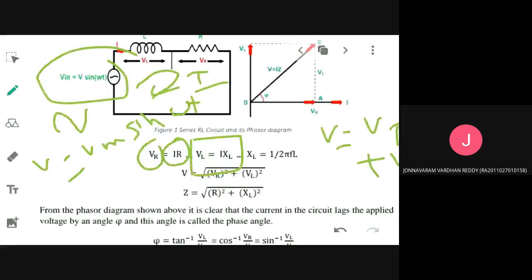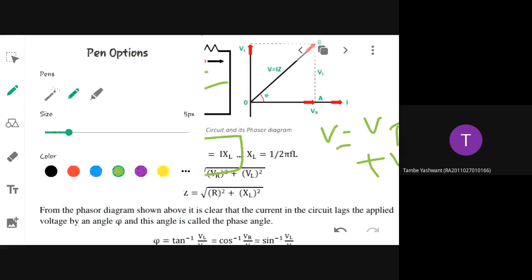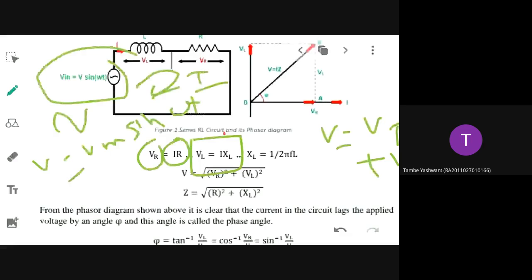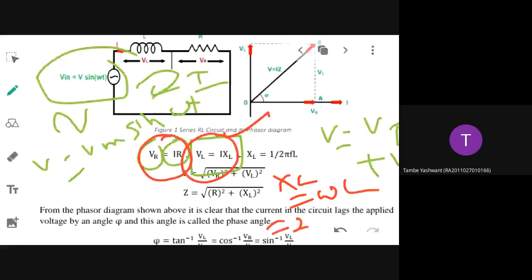If you know the inductive reactance, you can easily find out VL. What is the formula? I into omega L, that is I into XL. So this formula you have to remember. What is VR? IR. What is VL? I into XL. Then you know the formula for XL, that is omega L, and omega is 2 pi f, so XL is 2 pi fL. This way you will be asked to solve problems. XL represents your inductive reactance.